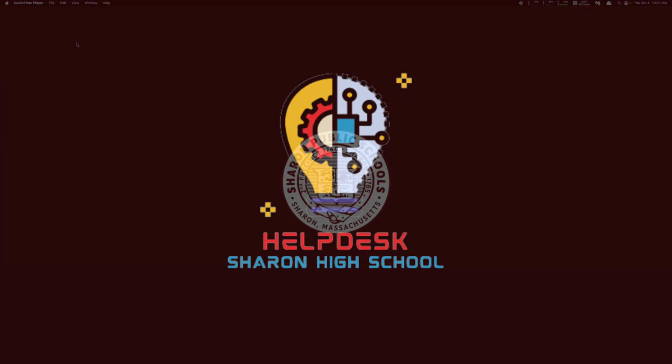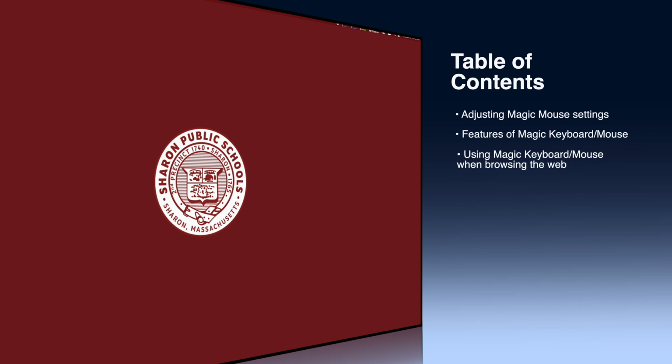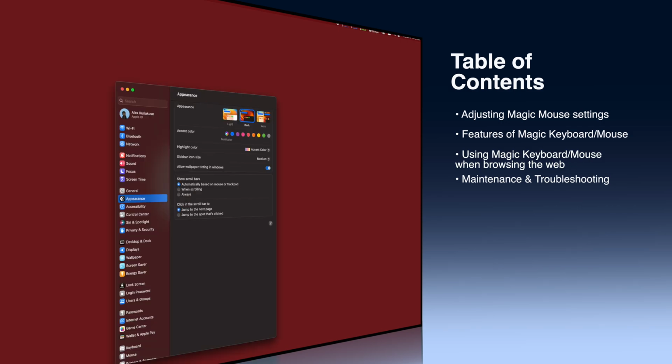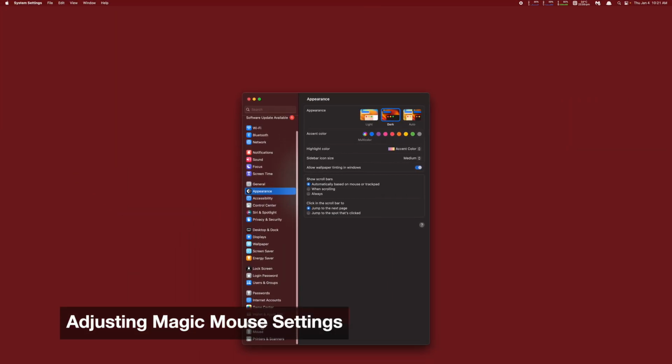In this tutorial, we will go over how to use the Magic Keyboard and Magic Mouse. Before we do, let's adjust some settings for the Magic Mouse. First, open System Preferences or System Settings and scroll down to the mouse pane.